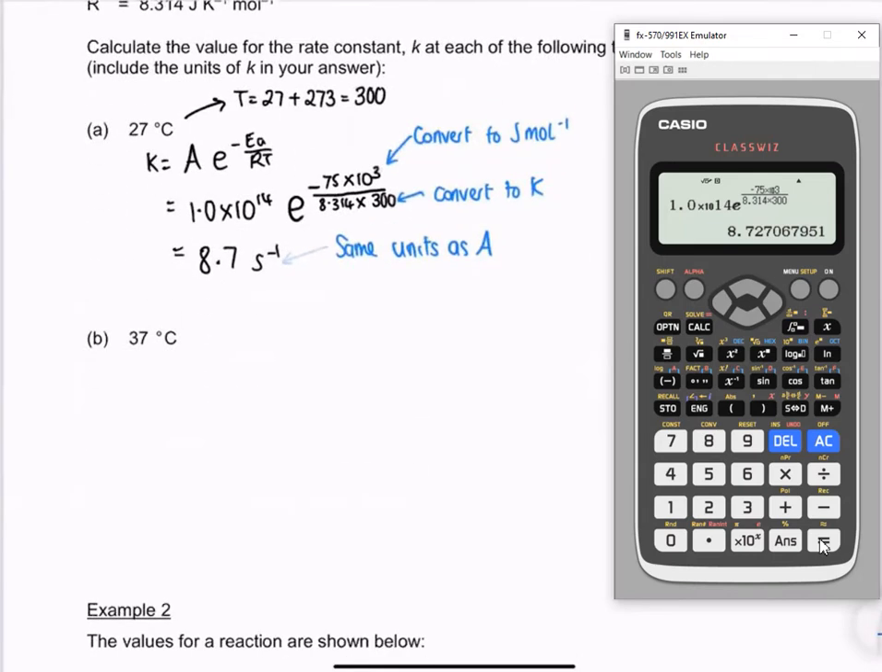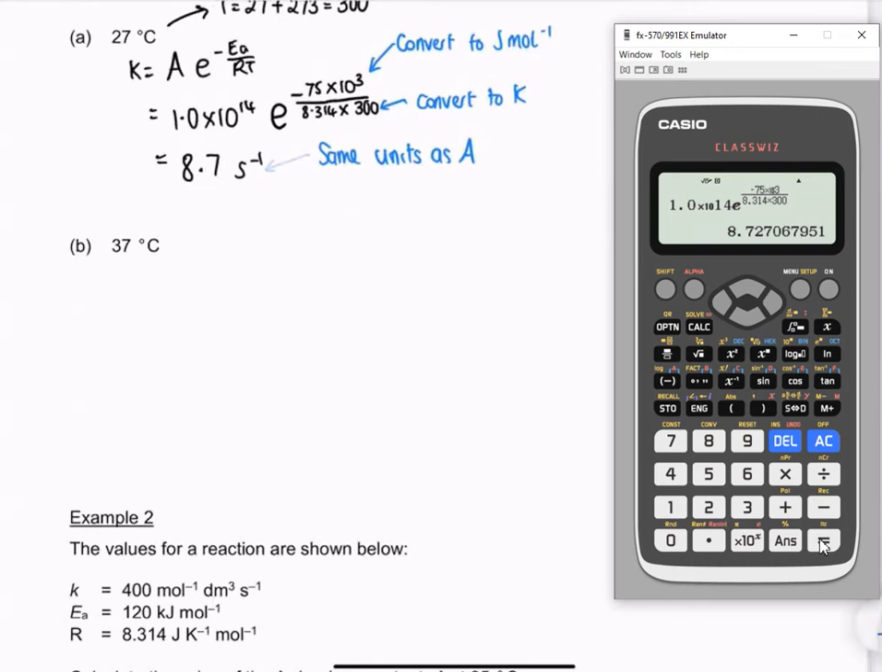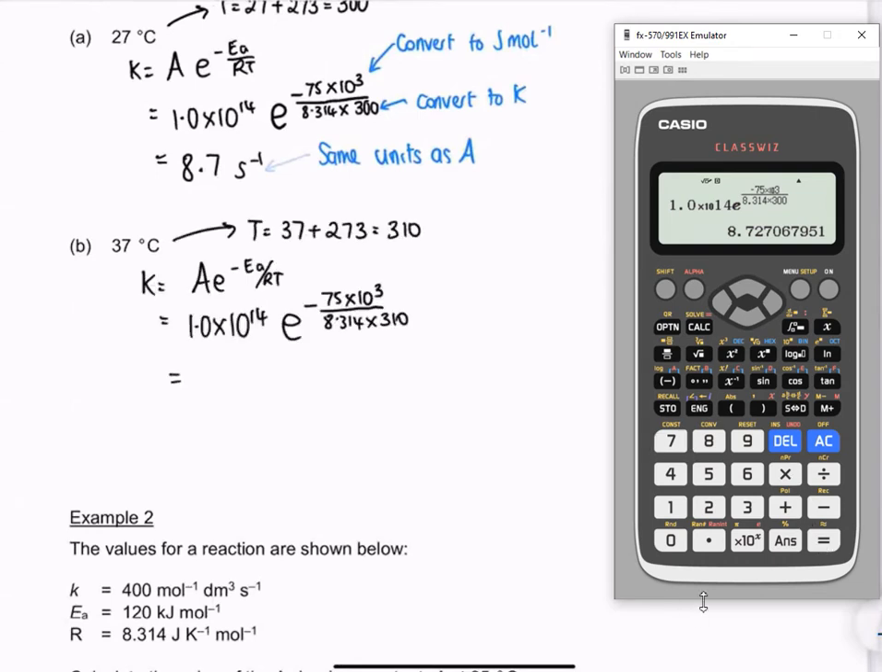So I want you to pause the video and see if you can repeat that with this new temperature of 37 degrees C. So I've converted my EA and my temperature, so let's just put those onto our calculator screen.